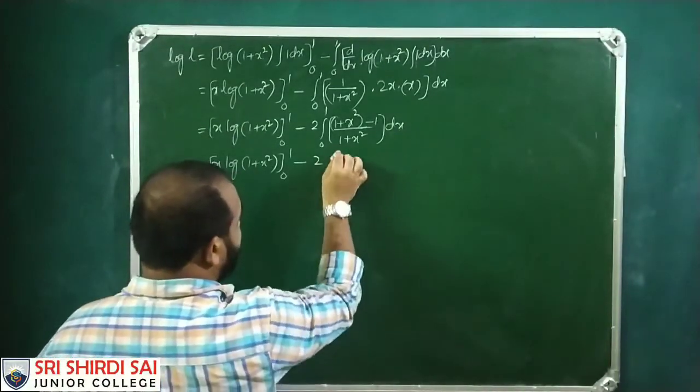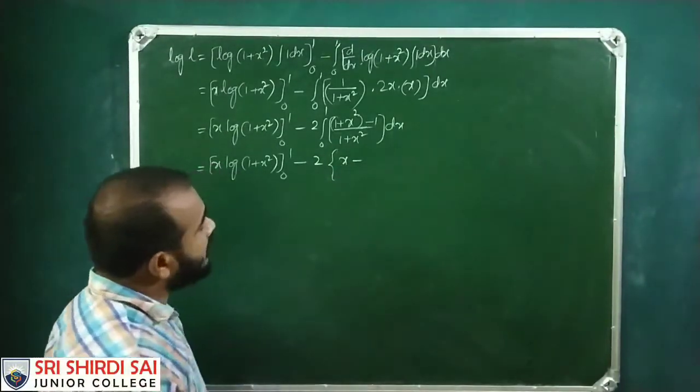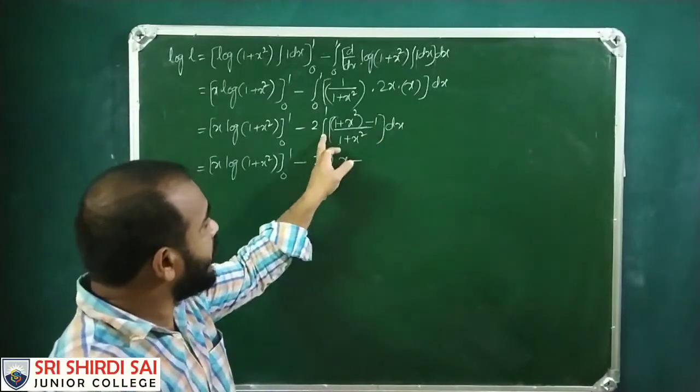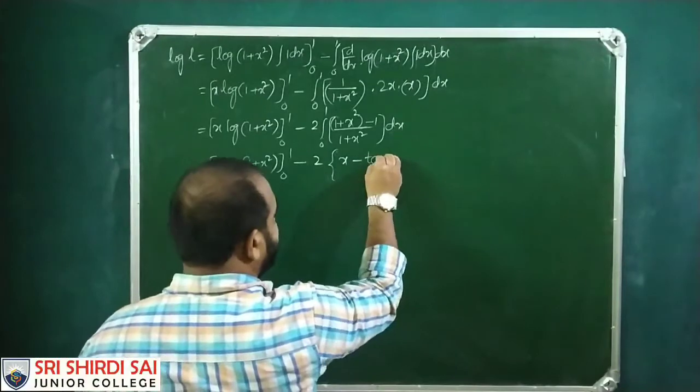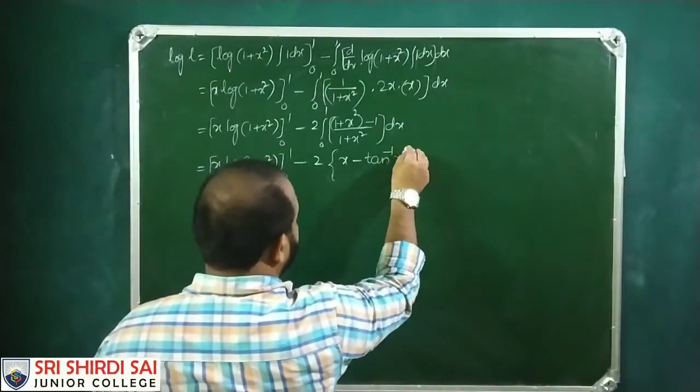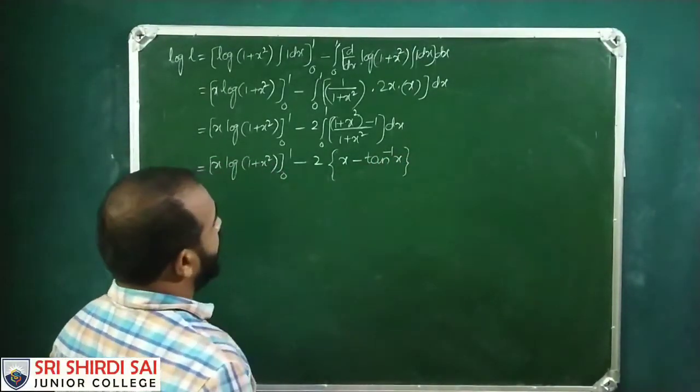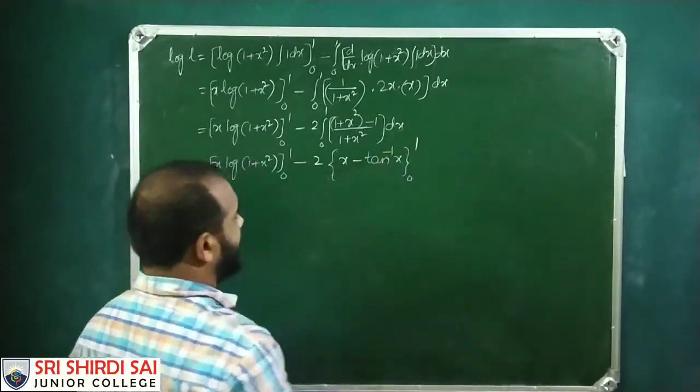Integral of 1 dx is x, minus the integral of 1 by 1 plus x square, which is tan inverse x. So the process is over. Now the limits 0 to 1 are to be written here.